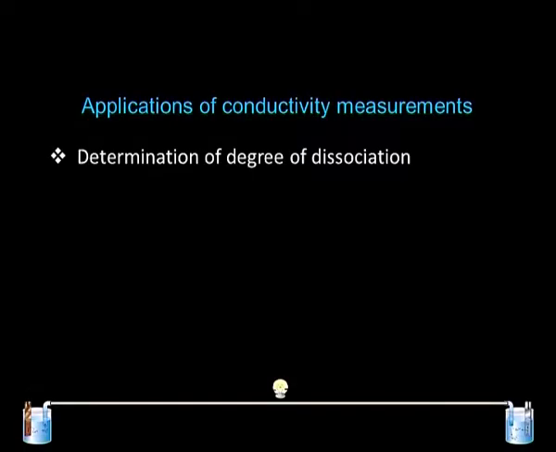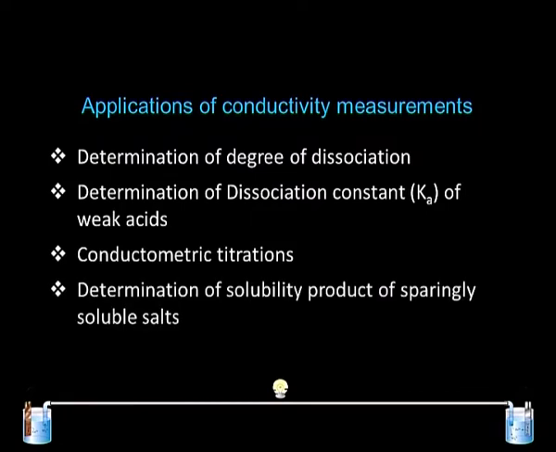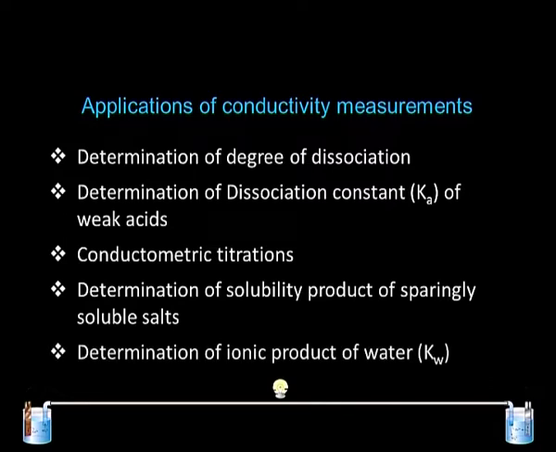Let us start with the different types of application for conductivity and its determination, which can help us in finding that. The first thing that comes to mind is the determination of degree of dissociation. We have already discussed a lot about this, and we have to discuss the Ka, which is an outcome of the degree of dissociation, and then conductometric titration is an important topic to be covered, then sparingly soluble salt and ionic product of water. These are the applications that I am going to cover in this lecture.